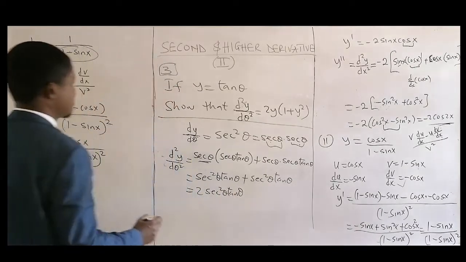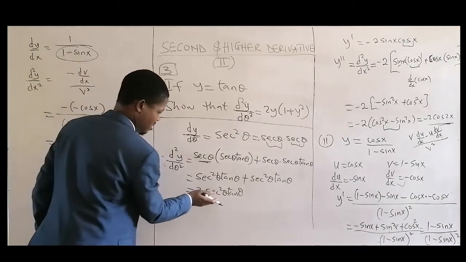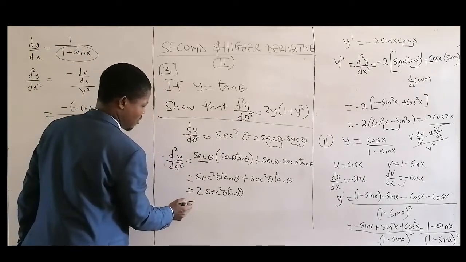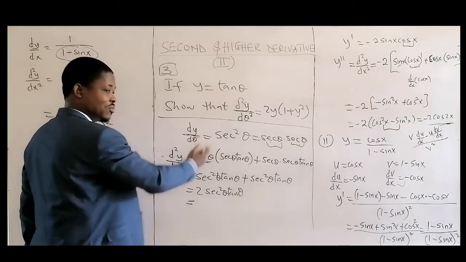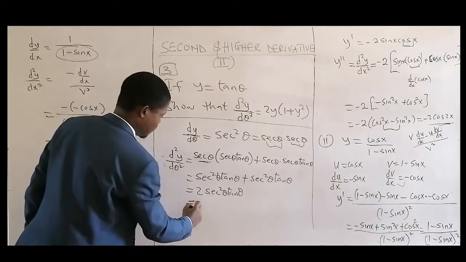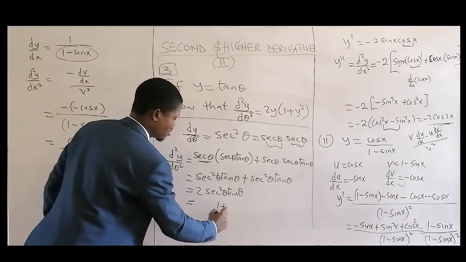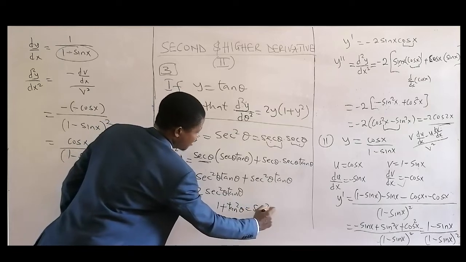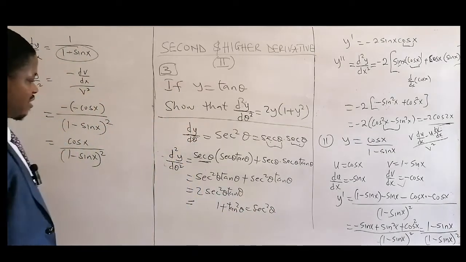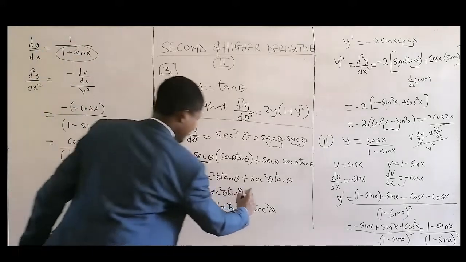So what we do is that already we have tan theta as y. We have to remove tan theta because there's no tan theta here. Everything must be in form of theta. And don't forget one of the identities that says that 1 plus tan squared theta is equal to sec squared theta. So I want to plug that into this equation.